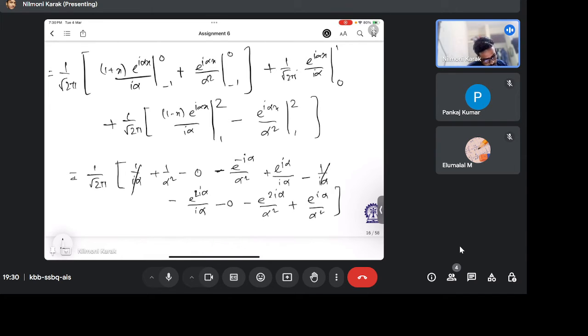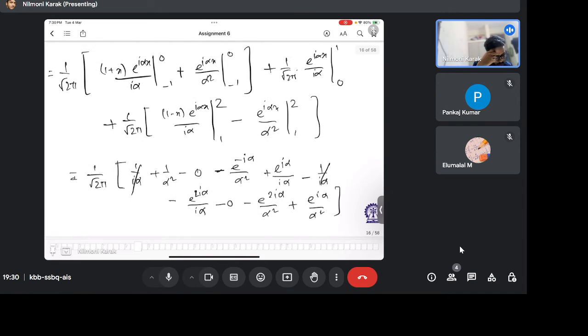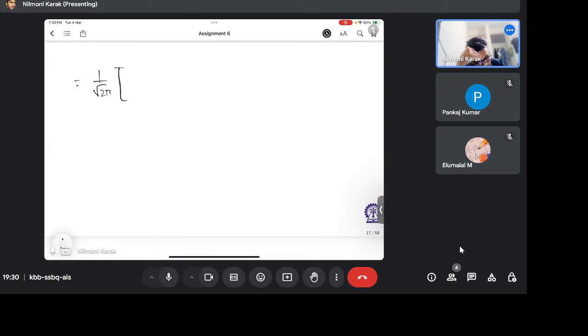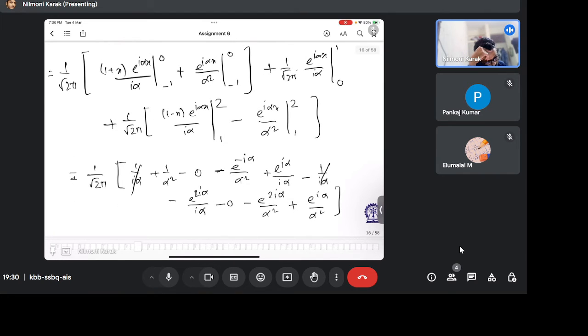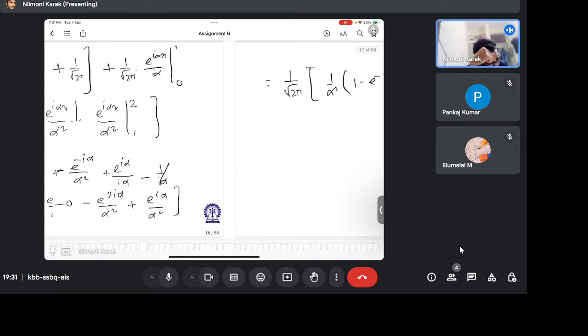Okay, let me write it. 1 by root 2 pi. You can take common 1 by alpha square. Then you have 1 minus e to the power minus i alpha minus e to the power 2i alpha plus e to the power i alpha, right?